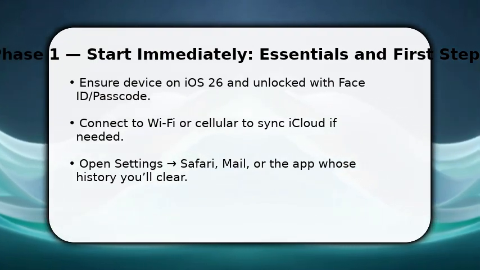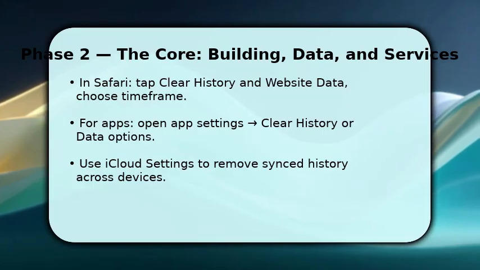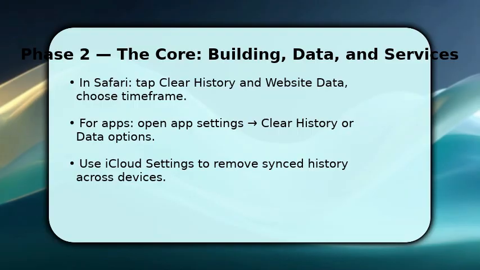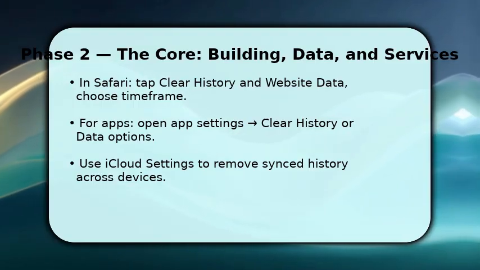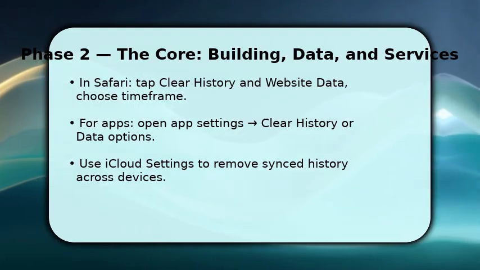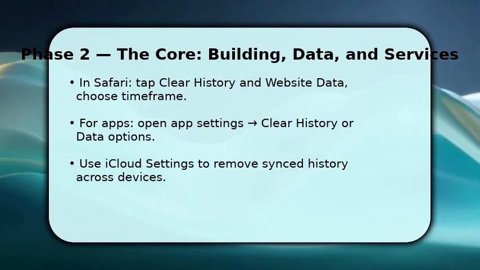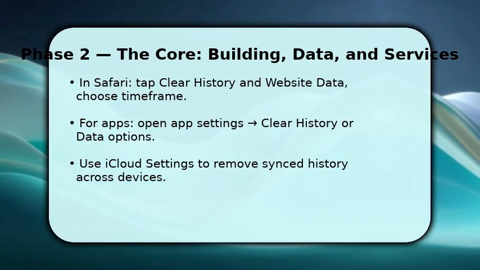You now choose exactly what to delete and why. For Safari, tap Clear History and Website Data and pick a time frame to target recent or all records. For other apps, open their settings inside Settings or the app and select Clear History, Clear Data, or Manage Storage to delete caches and logs.